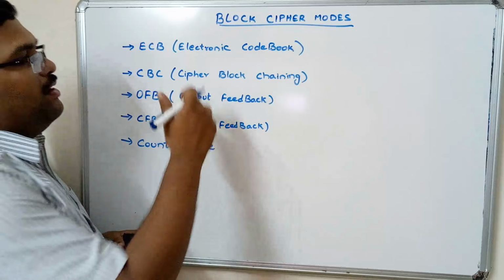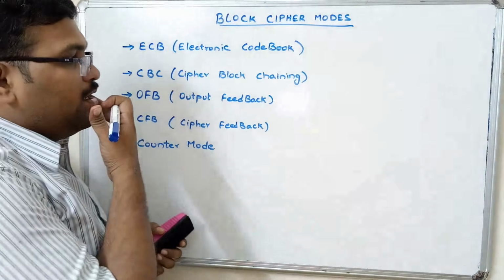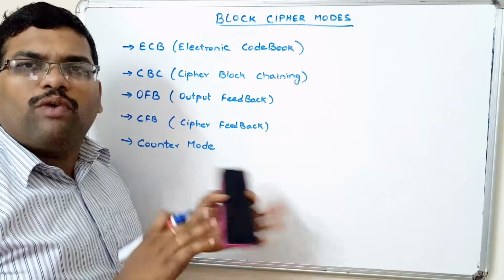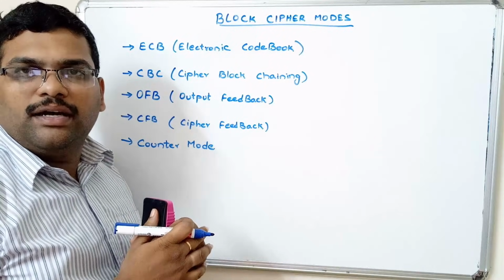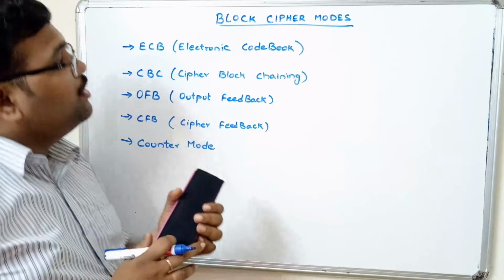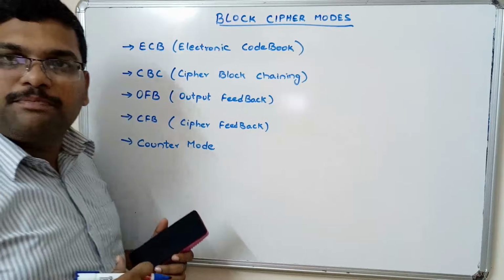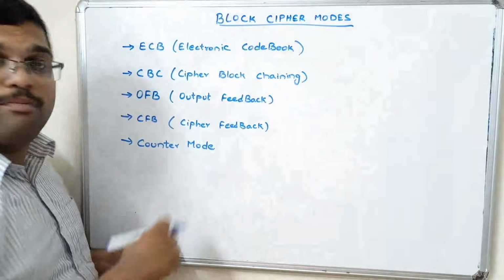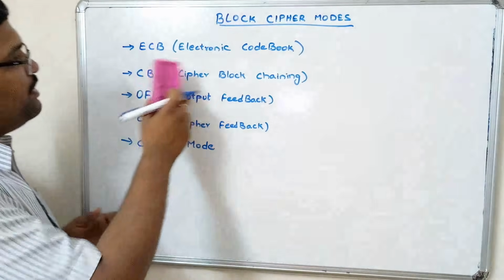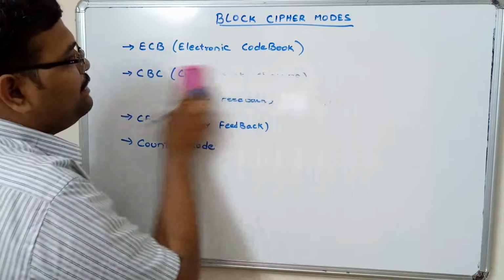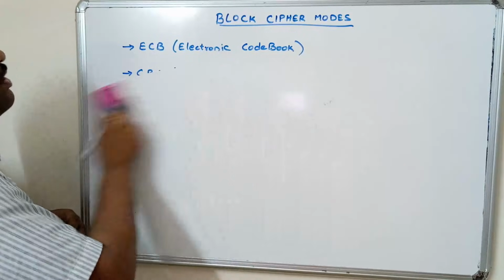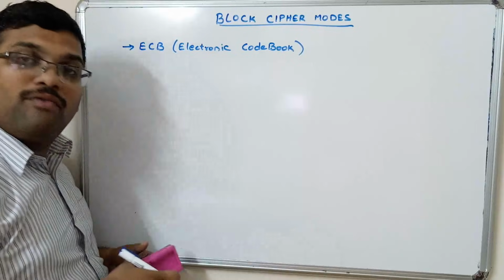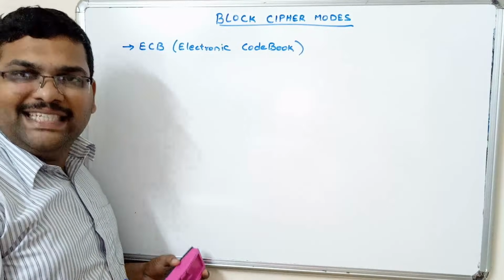Here let us see one by one. We will see the encryption process, and the decryption process is quite opposite to the encryption process. We will see the encryption process of all these 5 block cipher modes of operations. First, consider ECB, which is Electronic Codebook Mode. That is a normal thing.